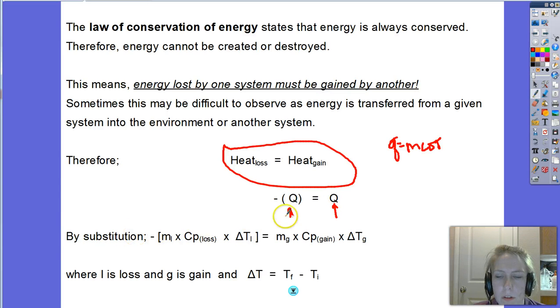So if we substitute what our Q's equals, we have negative, and this is very important, don't forget the negative, the mass of the one that loses the heat times the specific heat of the item that loses the heat times the temperature change gives us the mass of the one that gains times the specific heat of the one that gains times the delta T of the one that gains. And don't forget, delta T equals T final minus T initial, and we can separate that in our equations so that we can solve for either the final or the initial temperature.